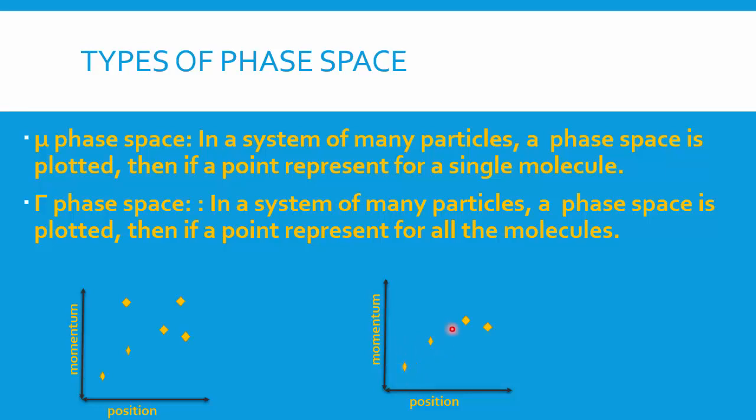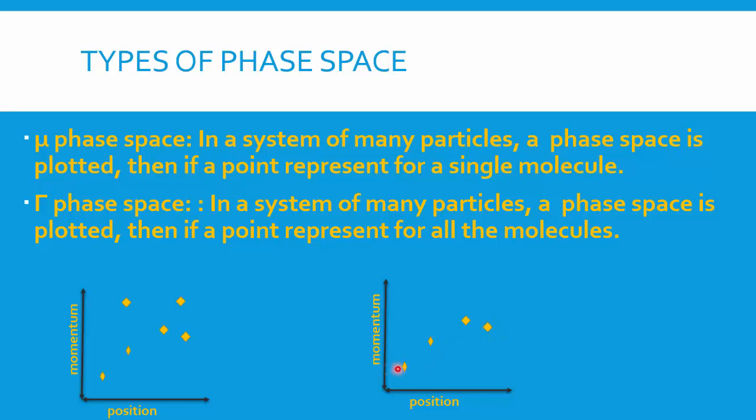So if you ask me, what are these points, why 3 points? If you say that 1 point means all the molecules, then why are there 3 points? There are 3 points because for all the particles, as time passes, for every time there will be some change in x and px. So for all the molecules, if you consider the mean or the average value, for a given time you have a value of x and px.